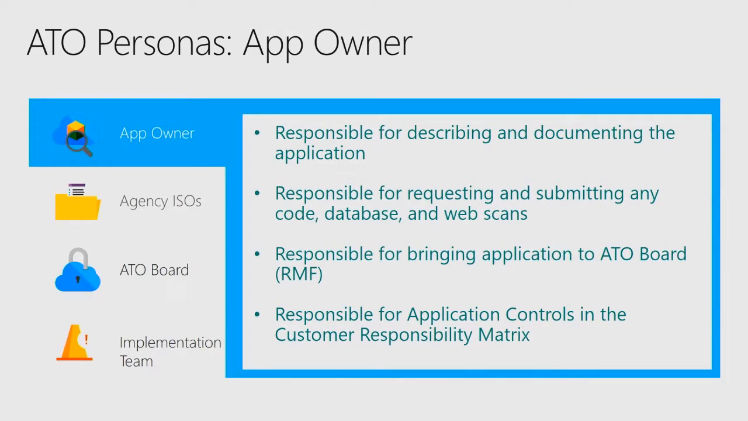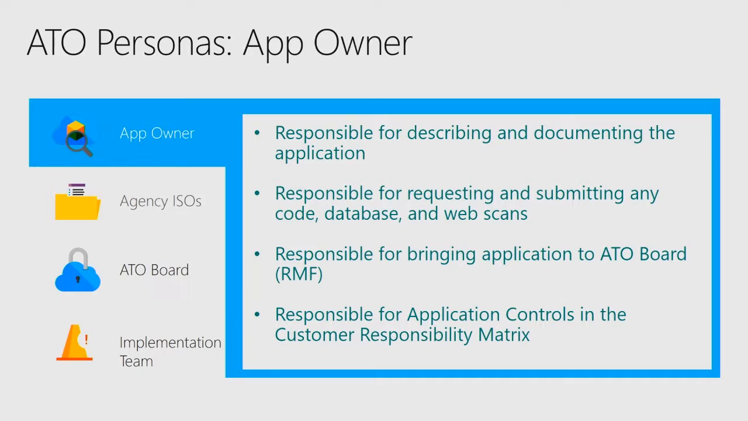We'll move into the personas and then wrap up. These are just from the agencies that I was working with, an example of the types of personas that exist for this risk framework process. So there's an app owner, an agency ISO, an ATO board, a risk management board, and then the implementation team.